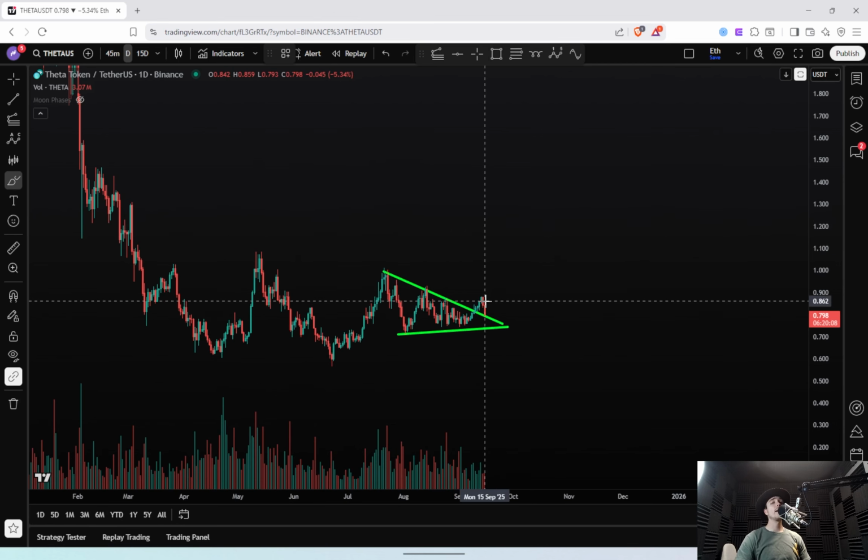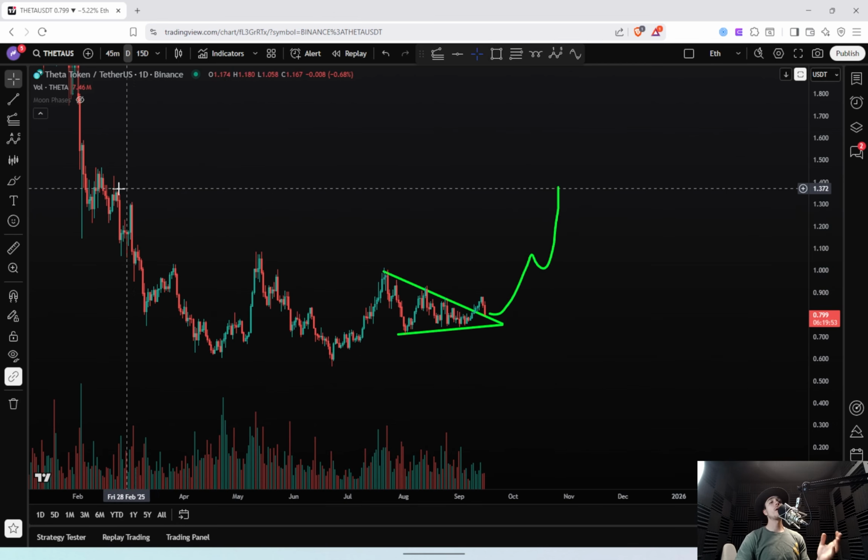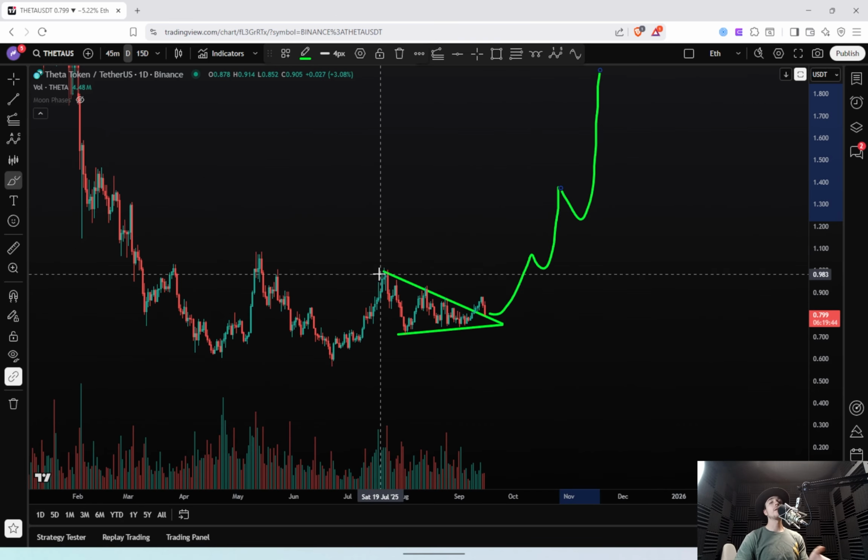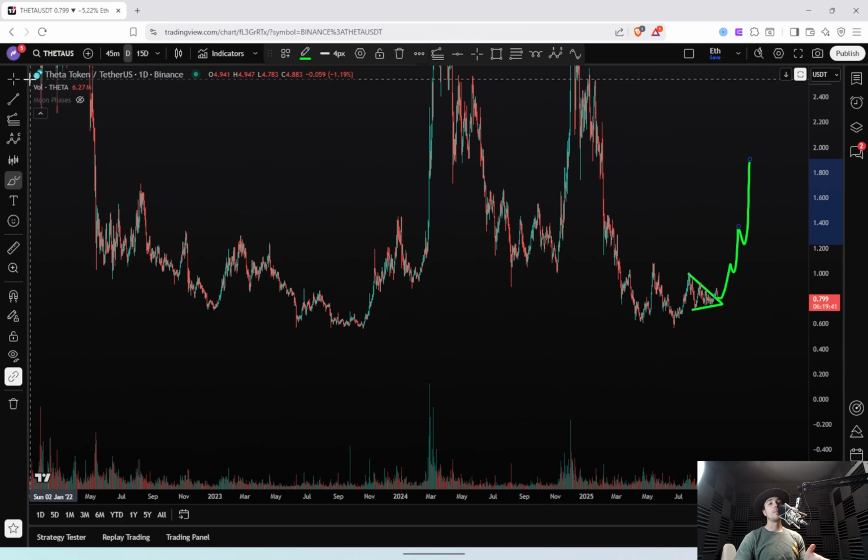So what I'm expecting to have happen here for Theta in the short term is a very strong bullish reaction off of the bottom of this triangle and the beginning of a big reversal here on the daily candlesticks. This should take us back all the way up to our previous local high, which was around $3.50 per Theta.